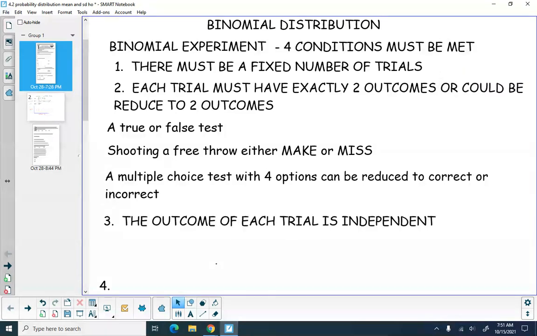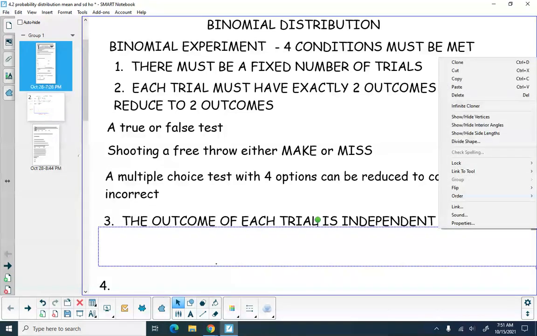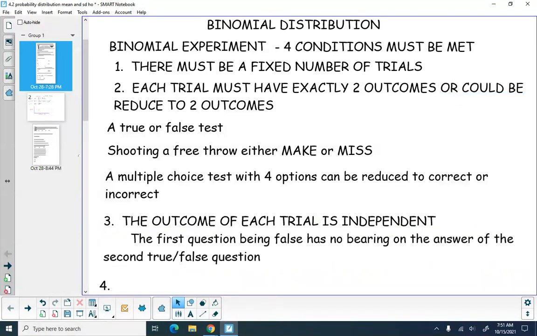Third property. The outcome of each trial is independent. The first question being false has no bearing on the answer of the second question being false or true. As I talked about the deranged teacher that has 10 true and false questions, and every one of those is false.